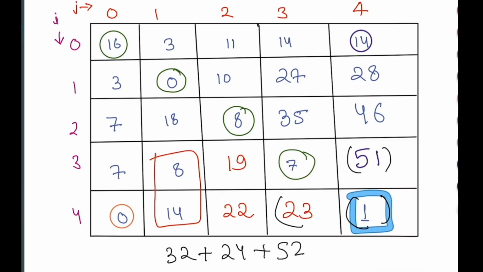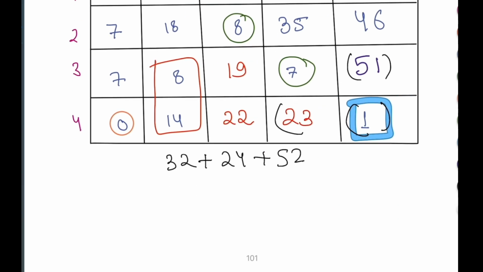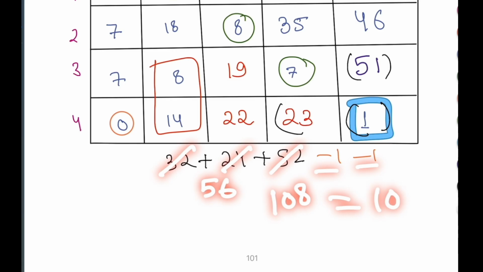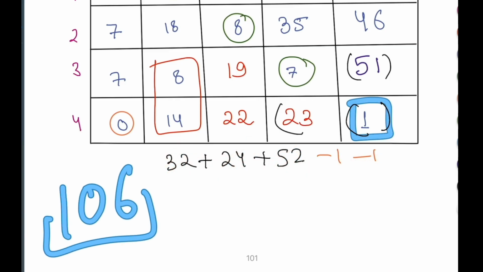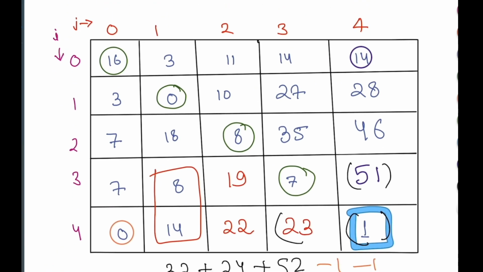But you will see that we are counting 1, that is the final target, 3 times. For A, for B, for C. So let's minus it 2 times. So it will be minus 1 and minus 1. Because we are counting it 3 times, we just need to count it 1 time. So the total is going to be 32 plus 24 is 56, plus 52 is 108, minus 1 minus 2 is equal to 106. And that is going to be the final output for this particular input. This is the complete way we can solve this problem.